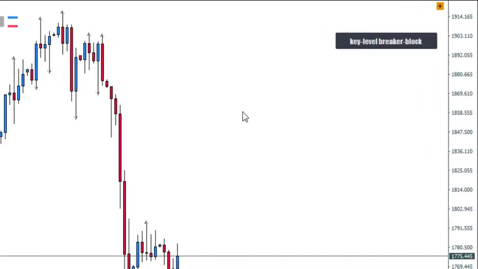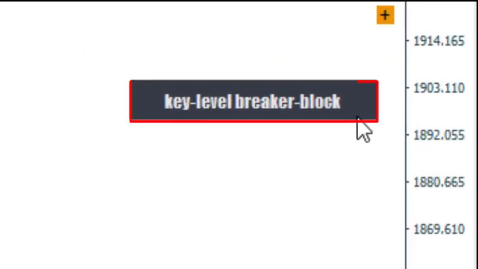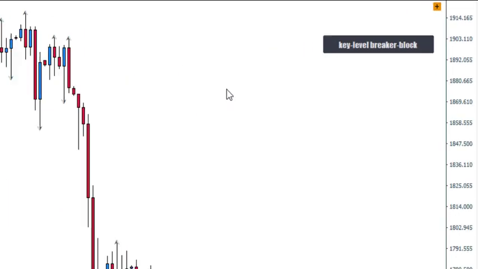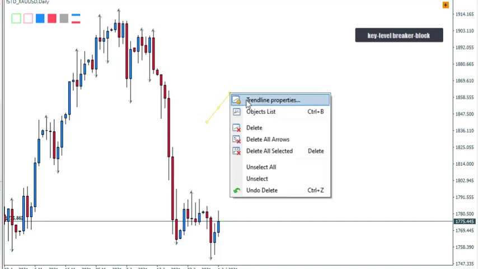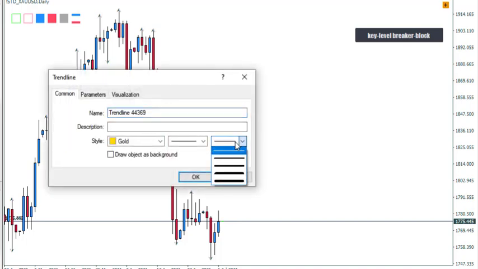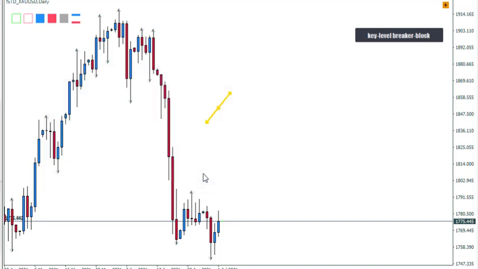Today, we will be looking at our second indicator called key level breaker block. Okay, let's get started. A breaker block is simply a failed order block. But when price returns to them, they turn into strong support and resistance zones. But it's not all breaker blocks which will hold. To choose the strongest ones, there are two characteristics which we'll look for to see if it's a valid breaker block.